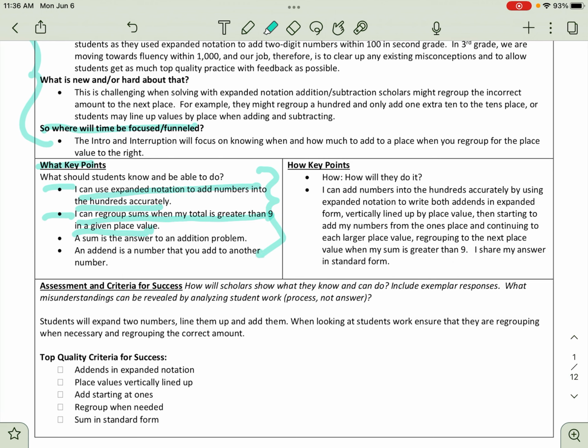And what we call that is the criteria for success. So you might see CFS going through the lesson plans, and that stands for our criteria for success. Our key points include just how they'll get there. And that details, again, for the teacher, what they need to do to get there.